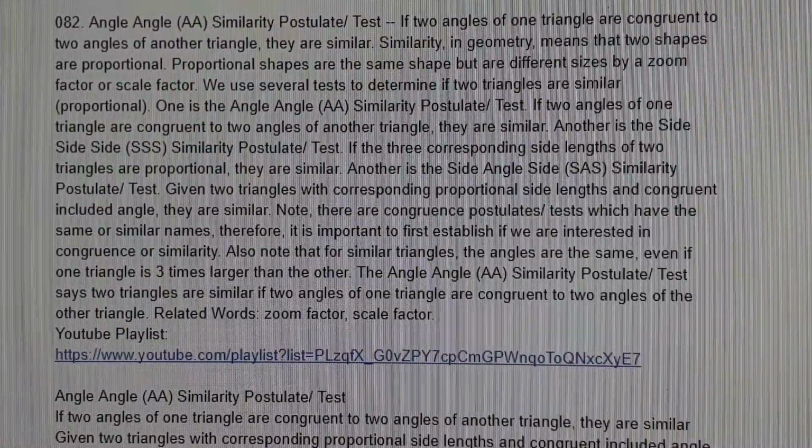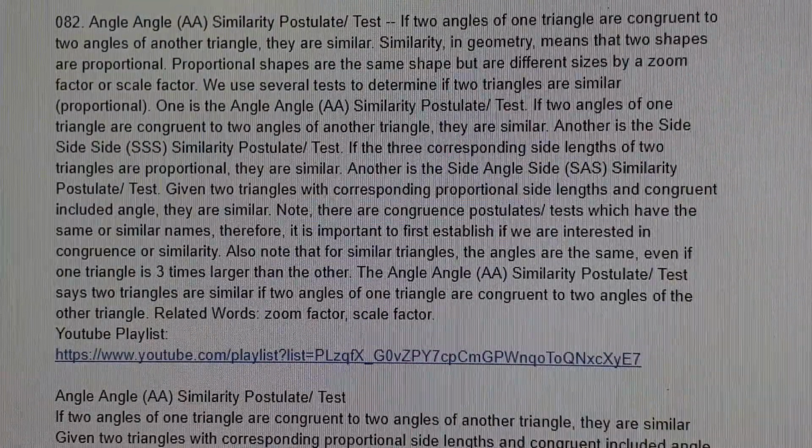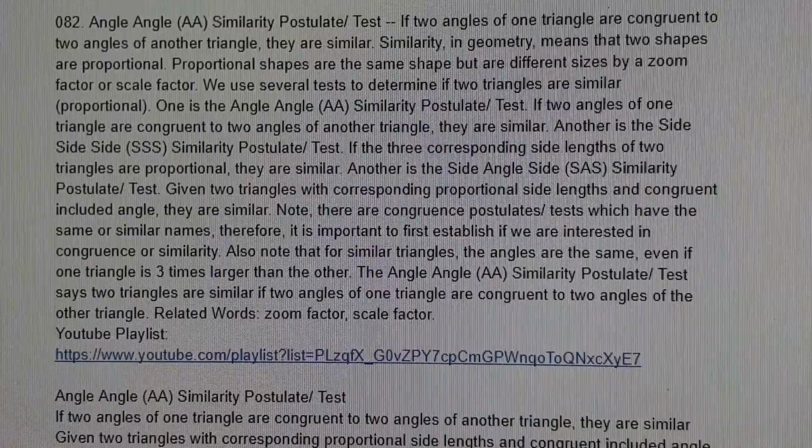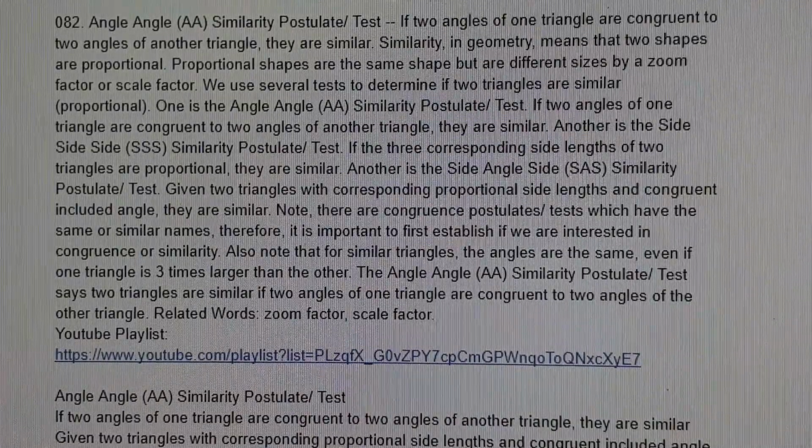Note, there are congruence postulate tests, which have the same or similar names. Therefore, it is important to first establish if we are interested in congruence or similarity.